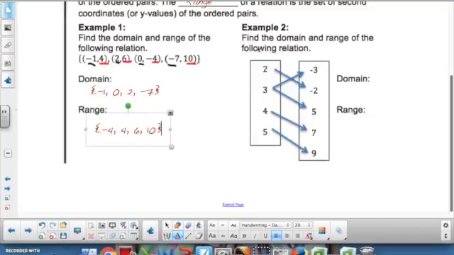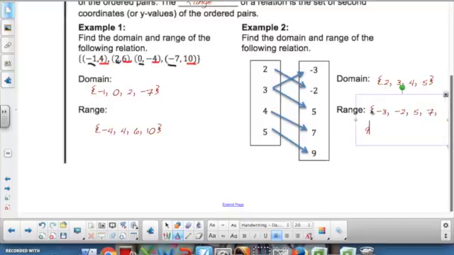This is going to be your domain, the start of your mapping. So this is your input and this is your output, because the arrows are going out to these. So your domain this time is going to be 2, 3, 4, and 5, just the numbers you see listed there. Your range then is going to be your output, which is right here. So when I list those, it's going to be -3, -2, 5, 7, and 9.